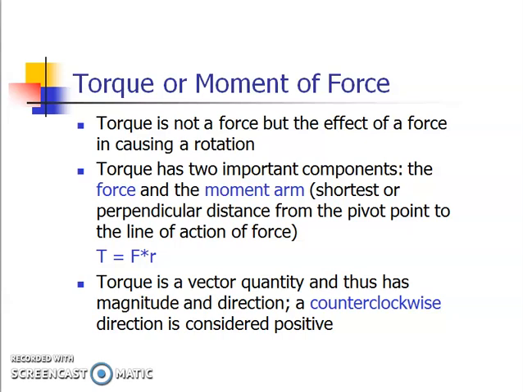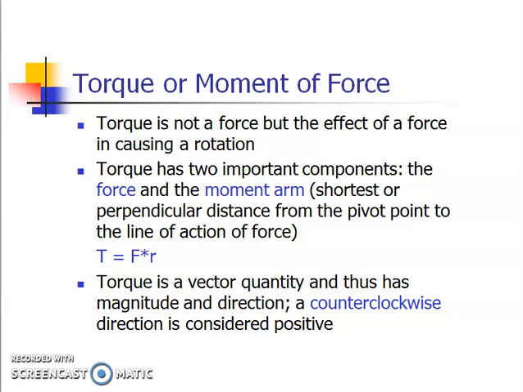What is the moment arm? The moment arm is defined as the shortest, or perpendicular, distance from the pivot point to the line of action of the force. The pivot point is basically the axis of rotation. When you open a door, for example, the axis of rotation is the hinge of the door. The formula looks like this: T, which is torque, equals F, the force, times R, the moment arm.